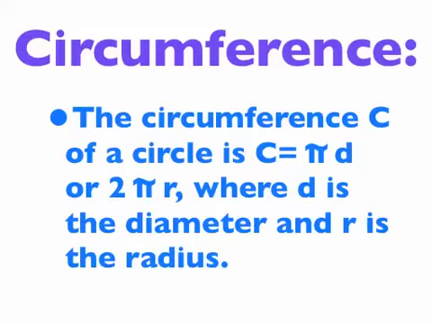So just really quickly, remember that the diameter goes all the way through the center of the circle and is connected to the circle on both sides. The radius starts at the center of the circle and just reaches to one side of the circle. If you remember the relationship, the diameter is 2 times the radius, or the radius is half of the diameter.